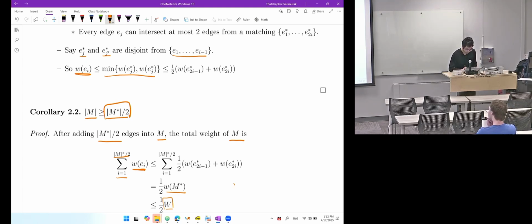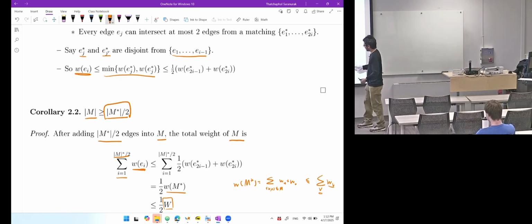Why is it the case that the weight of M star, which is the sum of UV in M, is going to be at most the sum of the weight of every node? They're disjoint. Exactly. This is a matching. M forms a matching, so every node will basically contribute to the sum at most once.